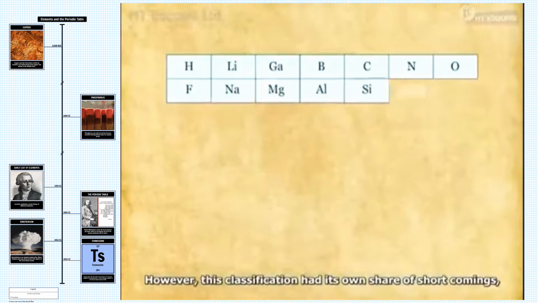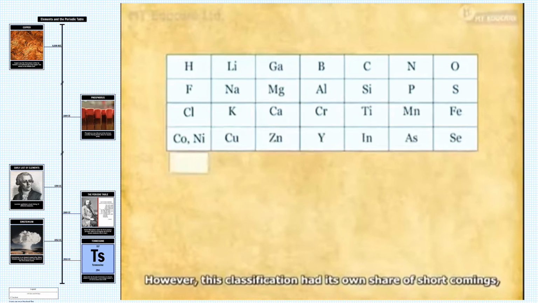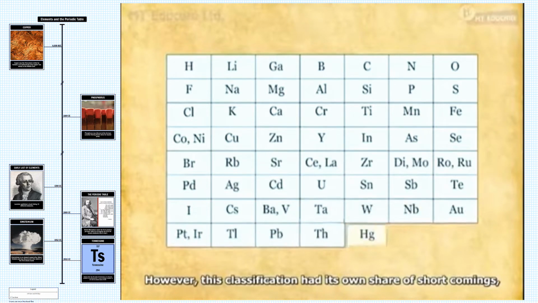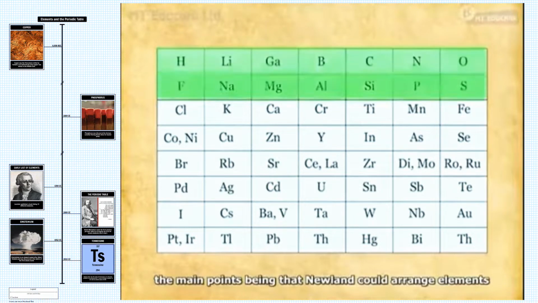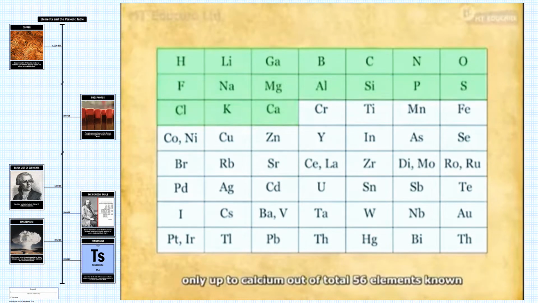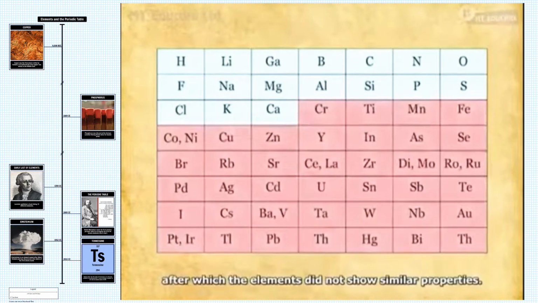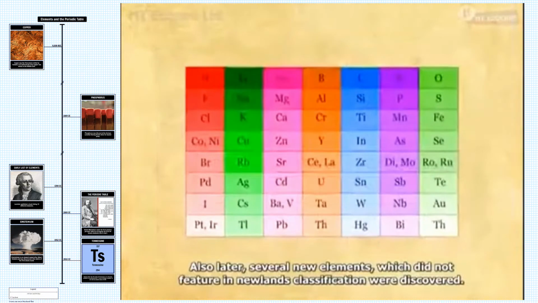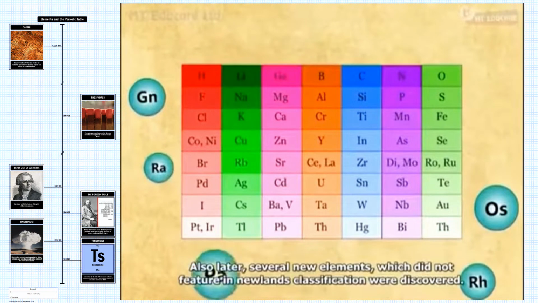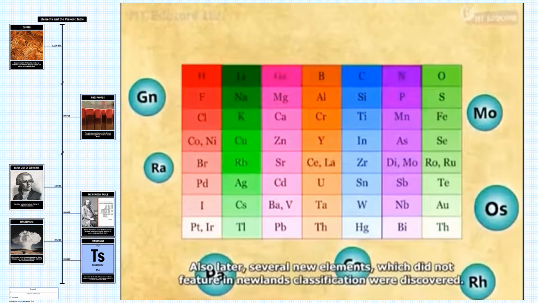However, this classification had its own share of shortcomings, the main point being that Newlands could arrange elements only up to calcium out of the total 56 elements known, after which the elements did not show similar properties. Also, later, several new elements which did not feature in Newlands' classification were discovered.